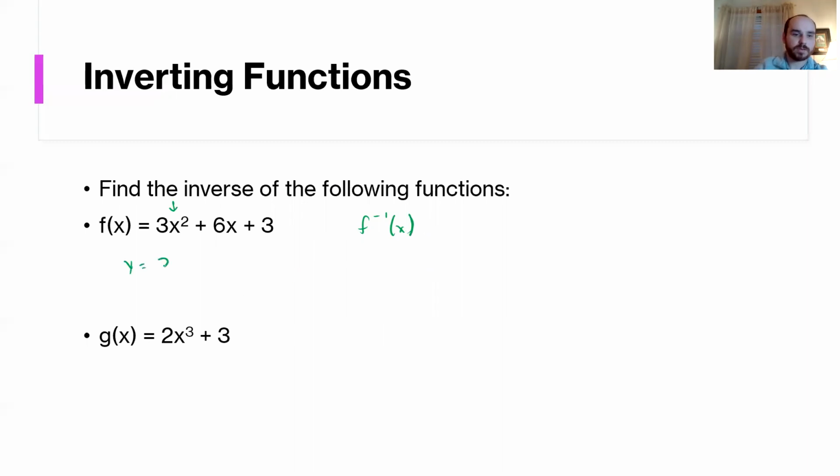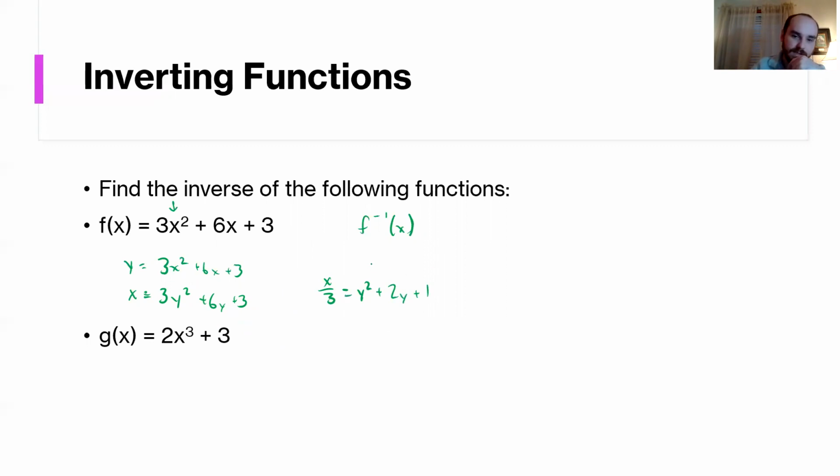So first thing we want to do: y equals 3x squared plus 6x plus 3. Then we need to do x equals 3y squared plus 6y plus 3. Now, here's where we're going to get into a bit of an issue. We need to find some way to factor this out so that we can actually solve both sides. This is a really tough operation to undo, but we should be able to find a way to do it. So first of all, we can divide everything by 3, or I guess we can factor out a 3 from this equation. That's going to give us x over 3 equals y squared plus 2y plus 1.